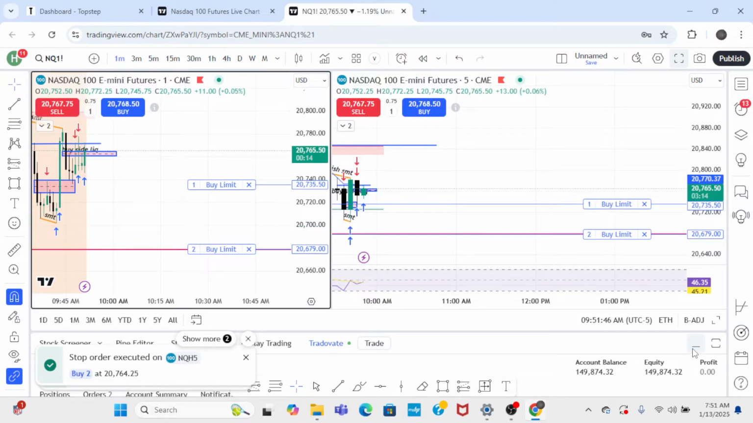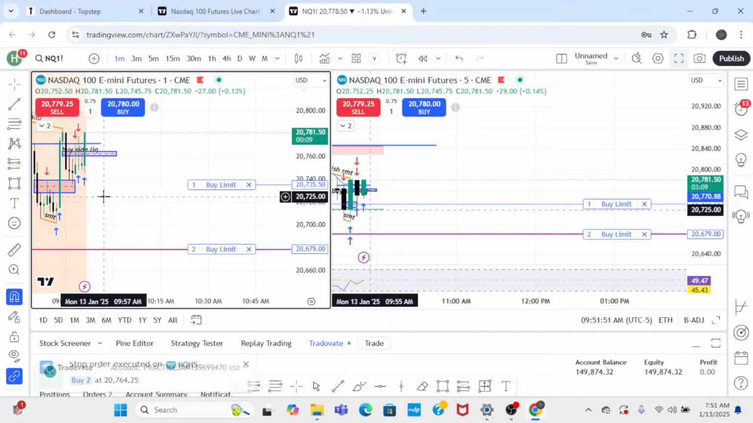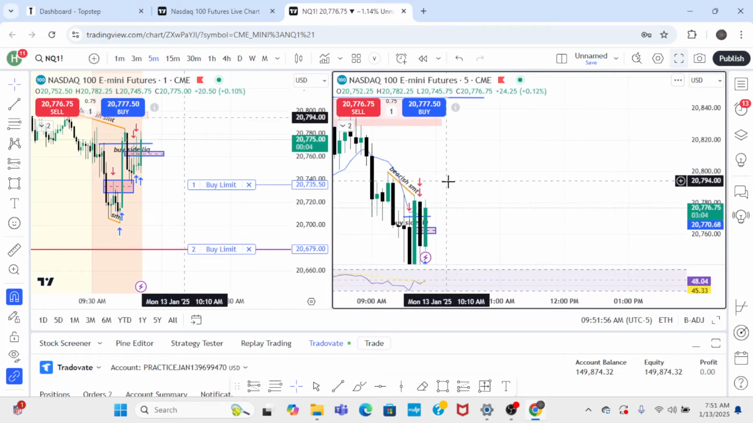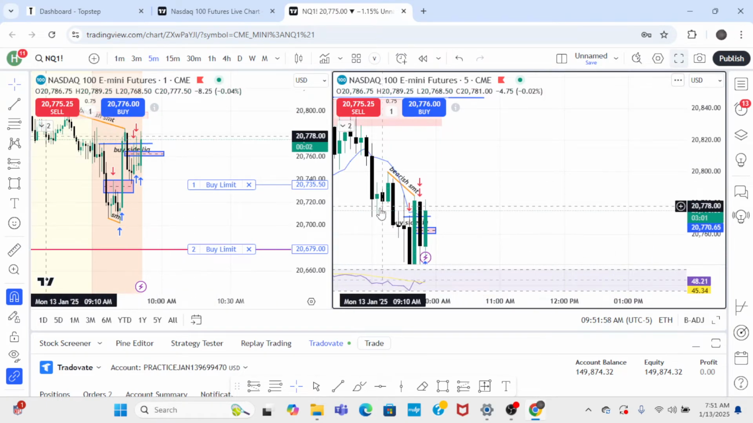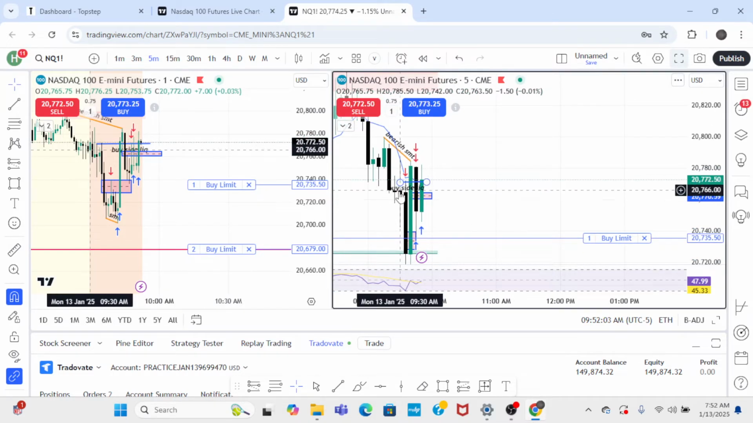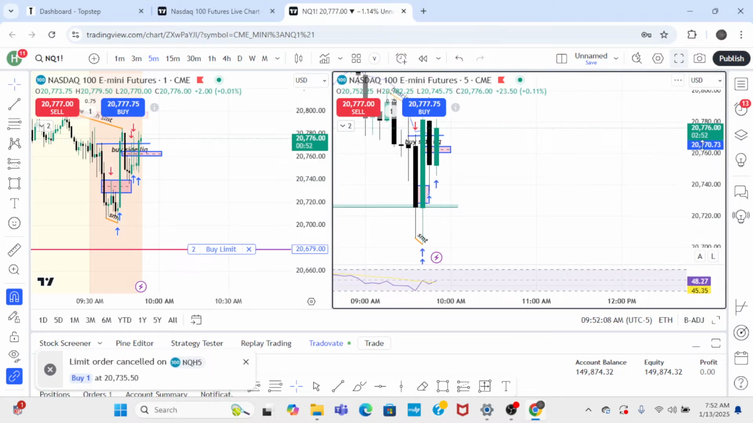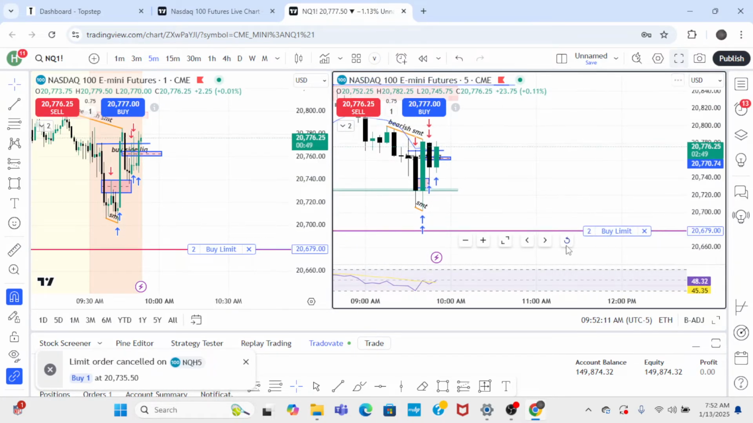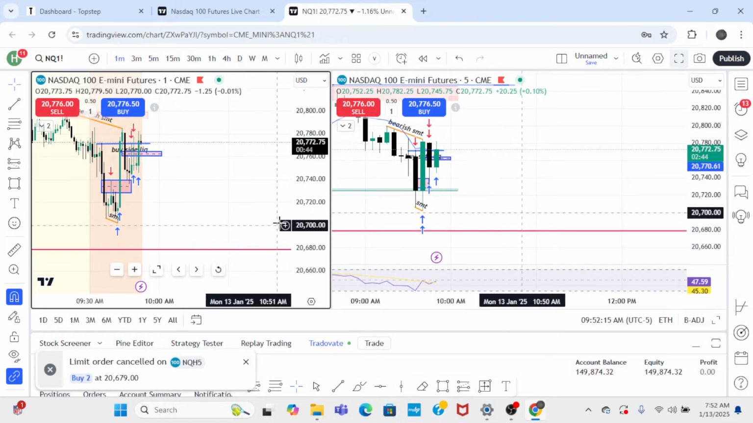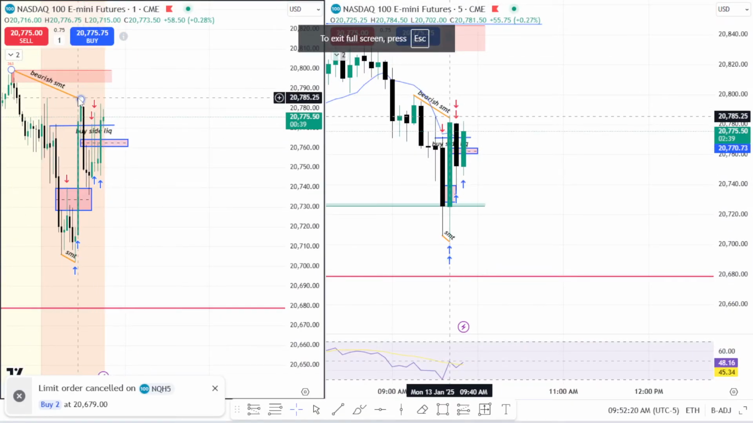Okay, so let's see. Gotta look for one more. But now I'm starting to see some sideways action. Some sideways trading starting to form. And remember last time when I was trading, I didn't upload the videos last week, but I did blow my account trying to do some sideways trading, and I don't like trading sideways. I mean, I just failed the eval.